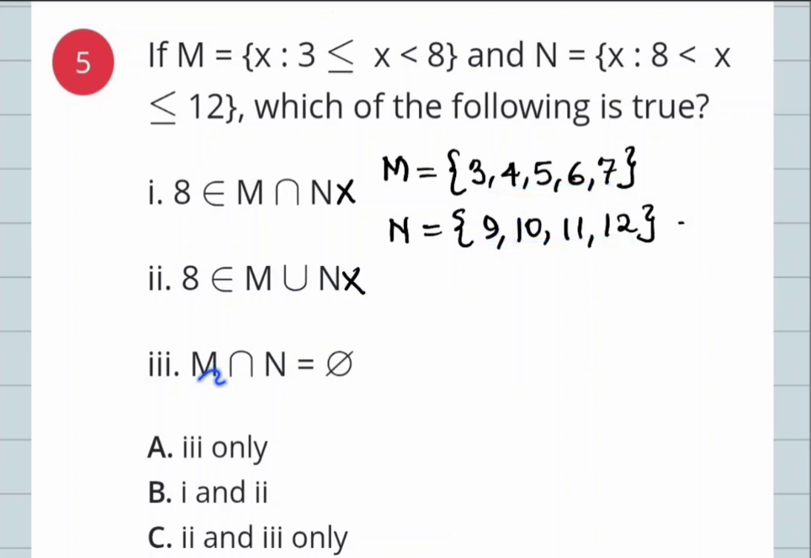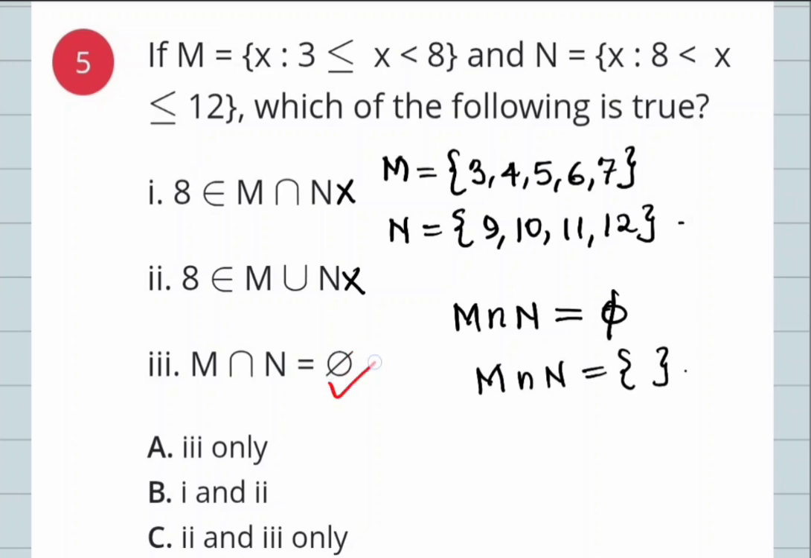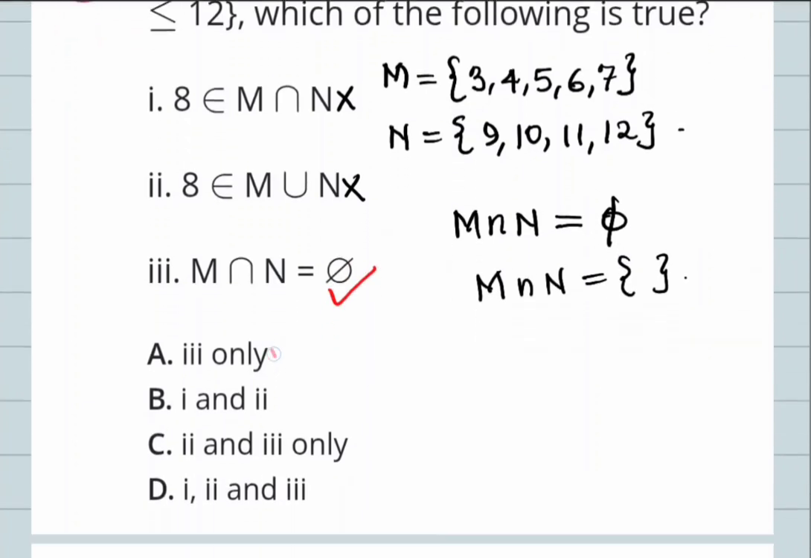And likewise, the last condition says M intersection N. Intersection means elements that you can find in both sets. So we can find 3 here, no 3 here. We can find 4 here, no 4 here. We can find 5 here, no 5 here. We can find 6 here, no 6 here. We can find 7 here, no 7 here. Therefore, M intersection N is an empty set. Or you can see it in this form, empty set. So therefore, Roman numeral 3 here is true. Of course, only A is true. Only this is true. A is our correct answer.